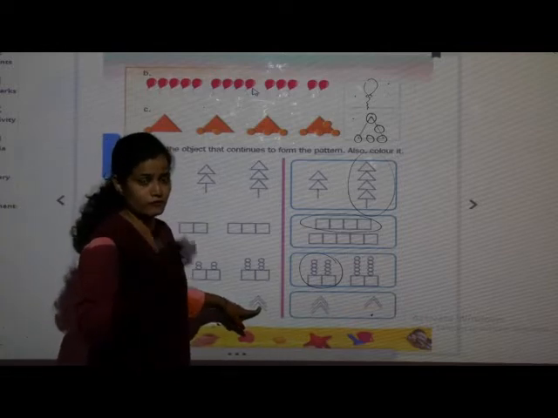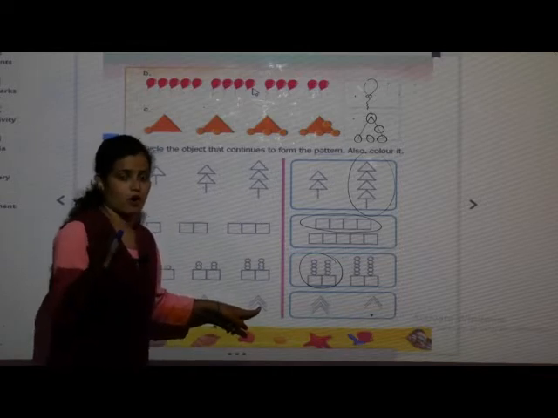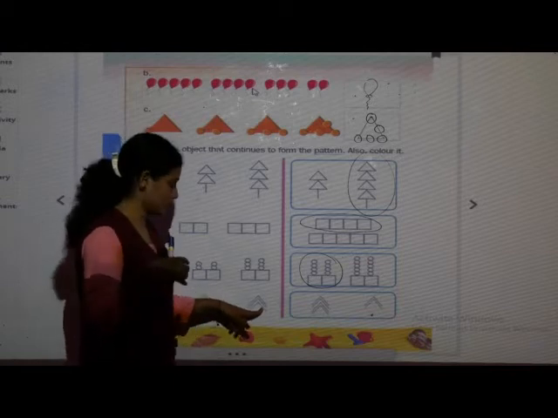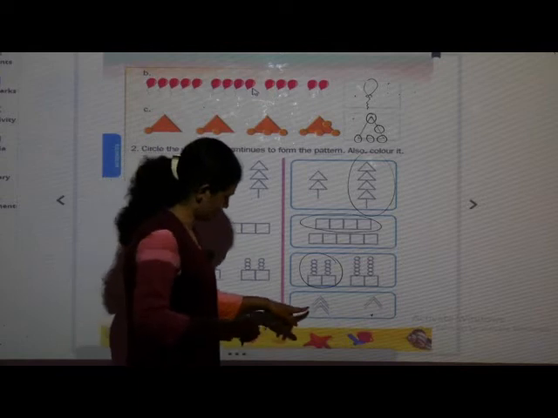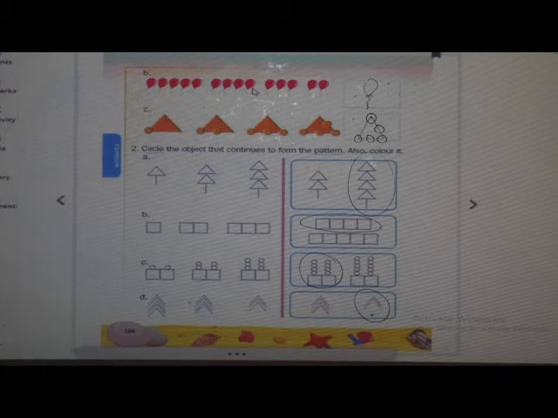If you remove 1, or make it less 1, how many remain from 3? 2. So where is 2? Here. So circle this. Come on, do it. Do it fast. A second, B first, C first and D second.